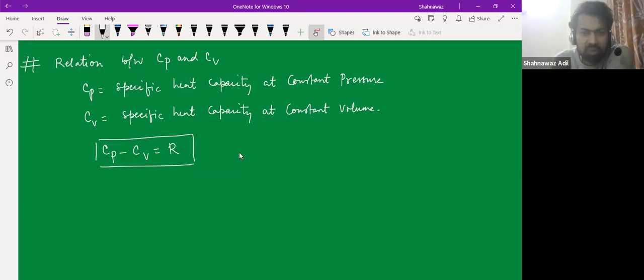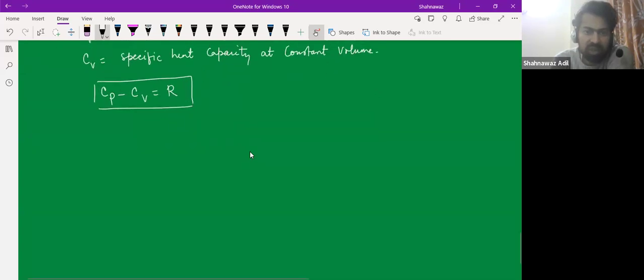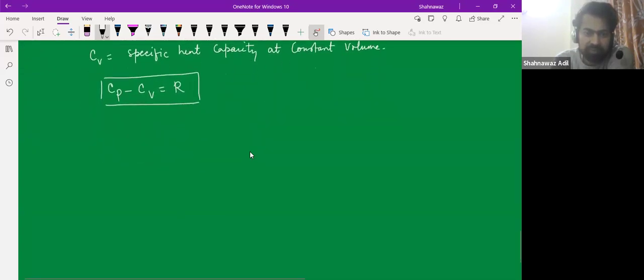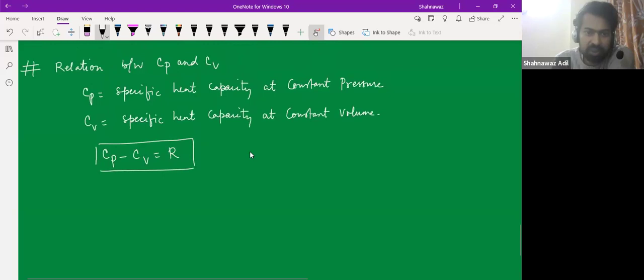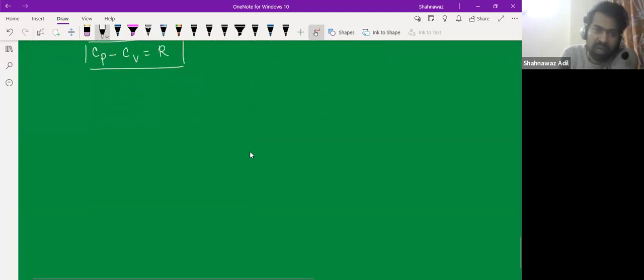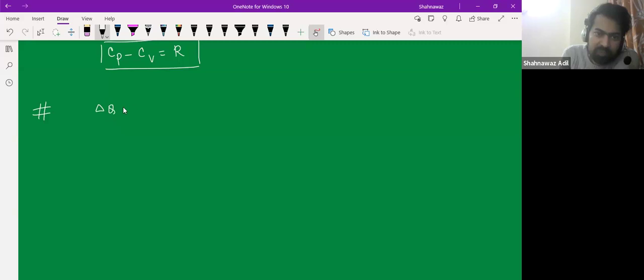And how can we prove this? So let's say you have the first law of thermodynamics, right? You have delta Q equal to delta U plus delta W, right?